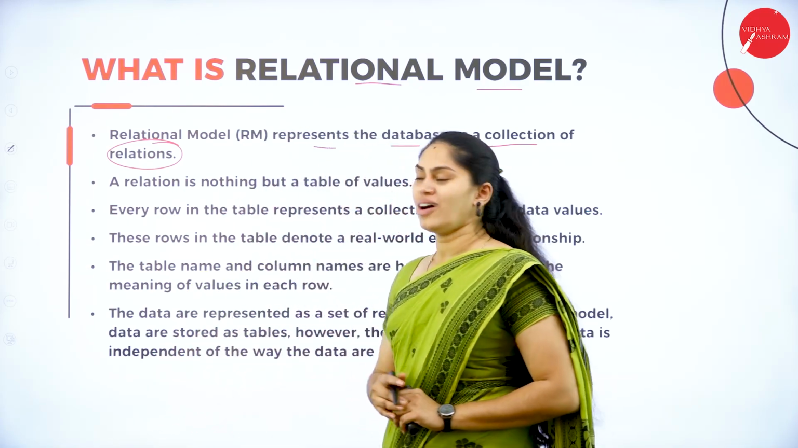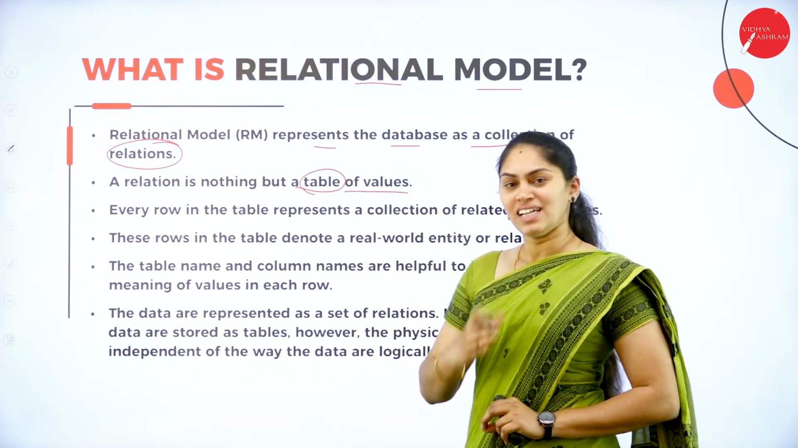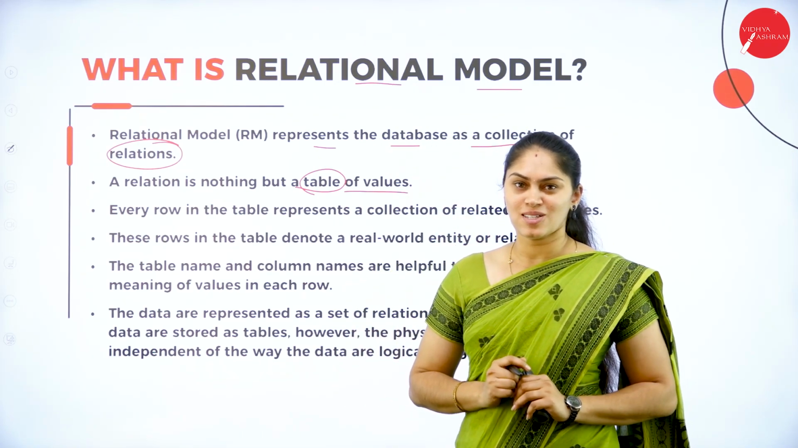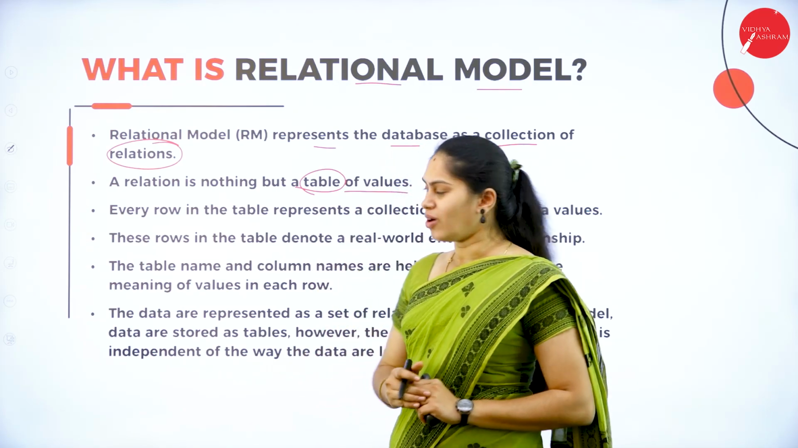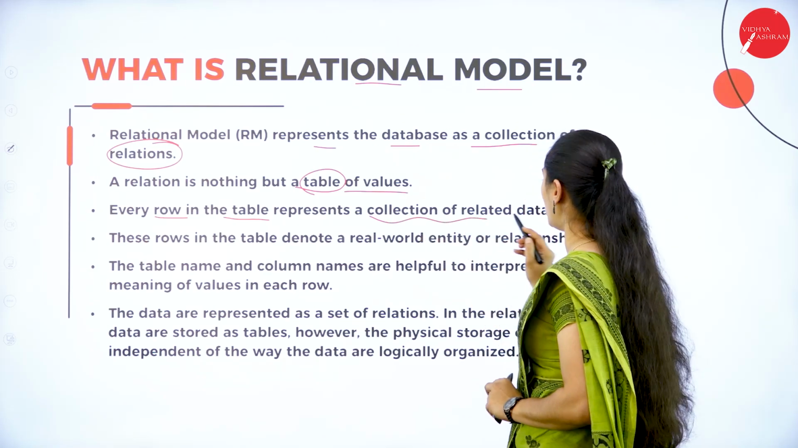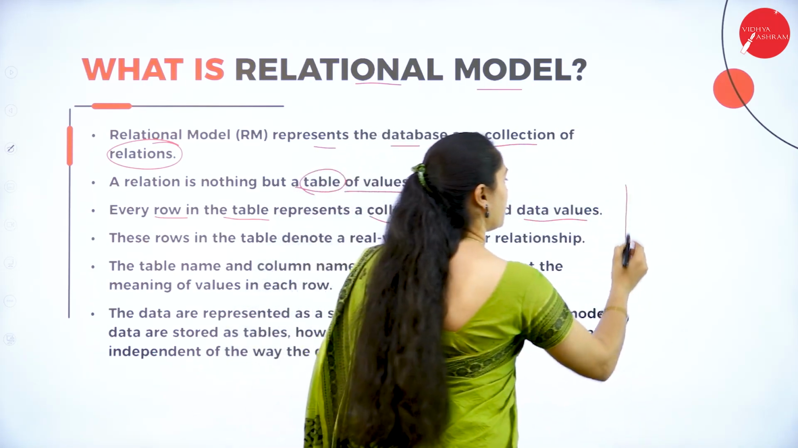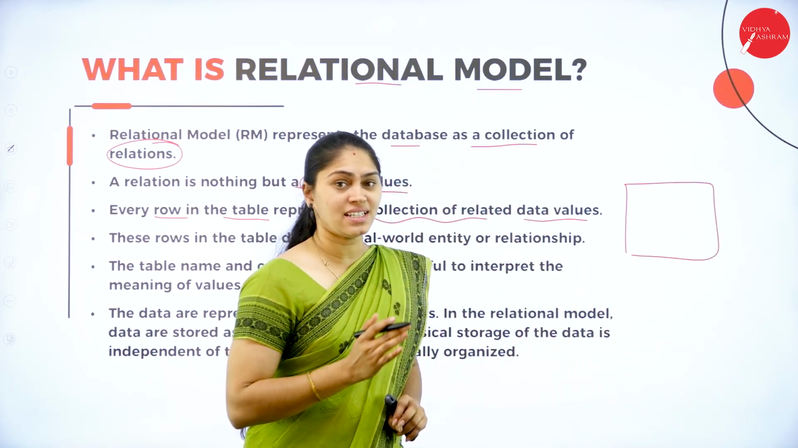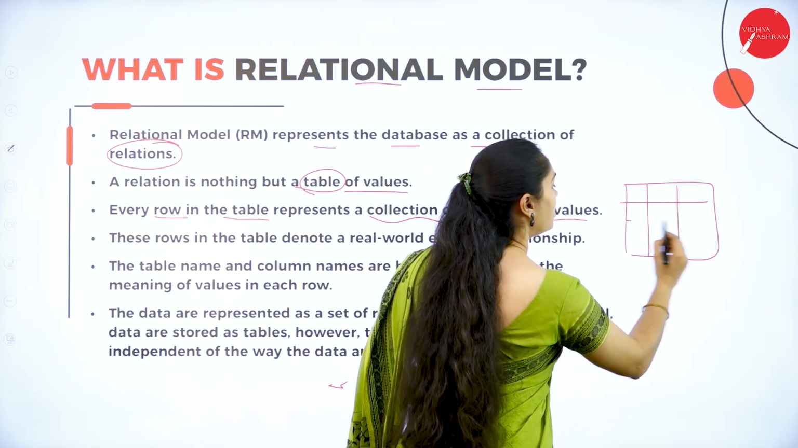What do we call a relation? It is also considered a table of values. If I say table, what does a table consist of? A table will have rows as well as columns, correct? Every row in the table represents a collection of related data values. Moreover, we are representing the database with the help of this table, which is a collection of columns as well as rows.